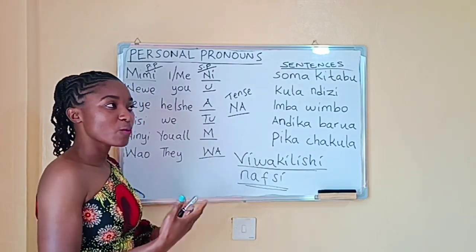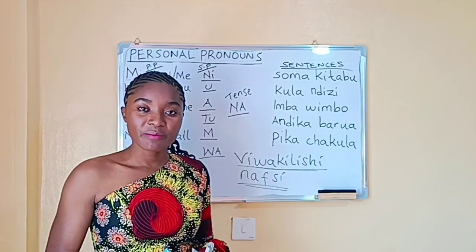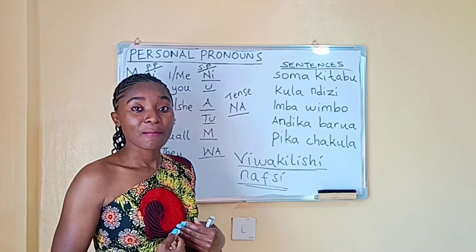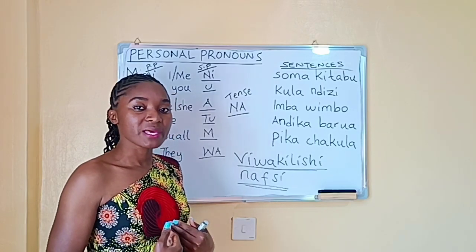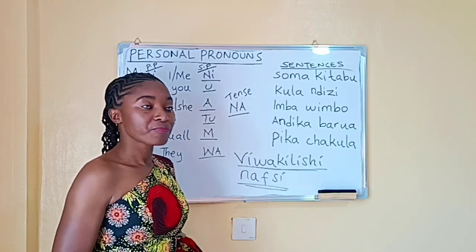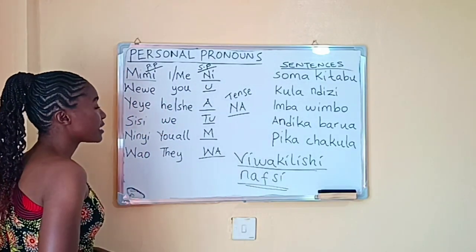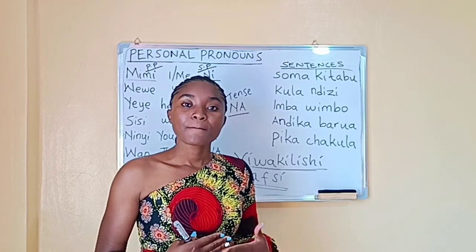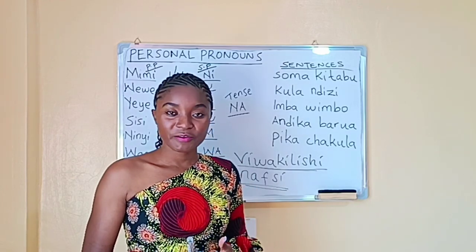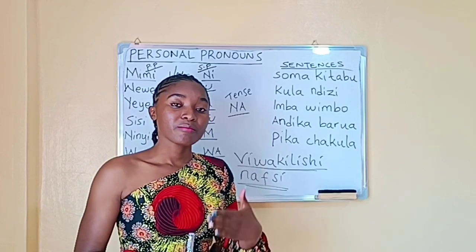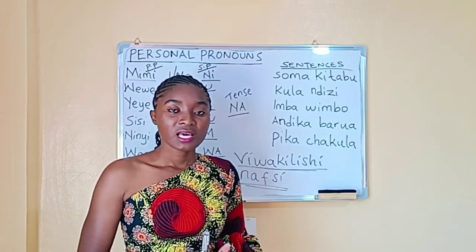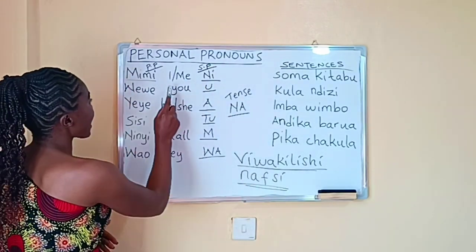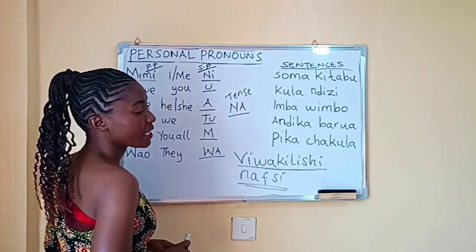Mimi, from the way I'm pronouncing it, you already know that I'm talking about I or me, right? Mimi, I or me. That's how we say it in Swahili. If I'm referring to myself, I'll just say mimi. It's very simple. It's like saying me, but the spelling is different. So mimi is I or me in English.